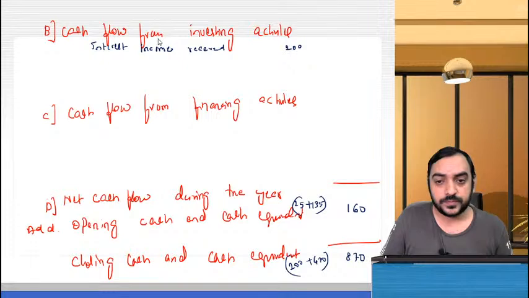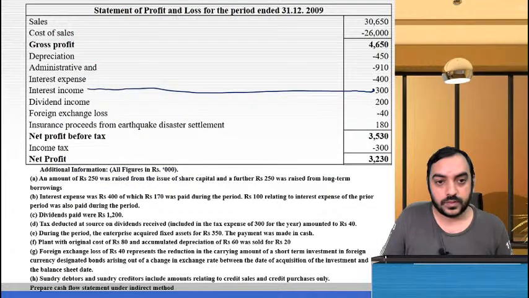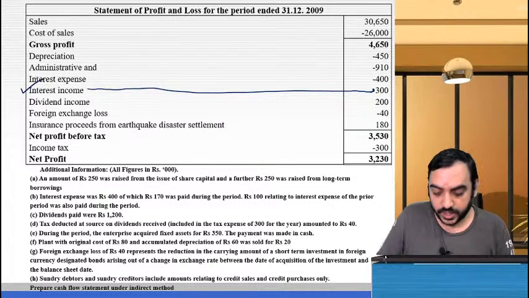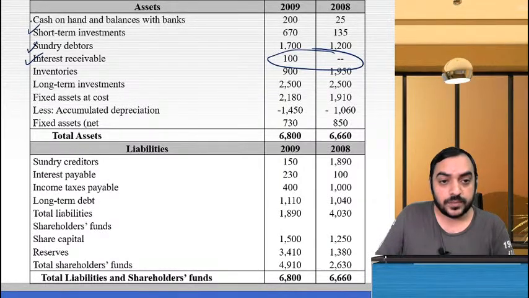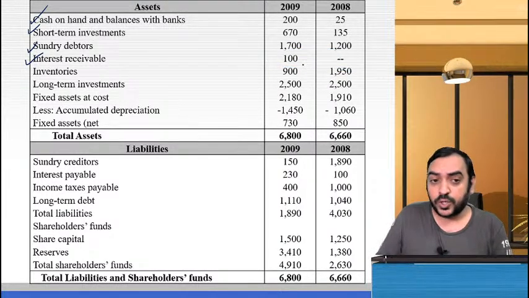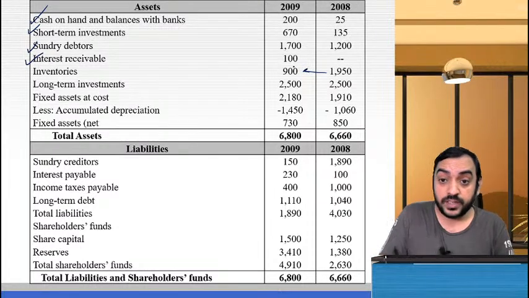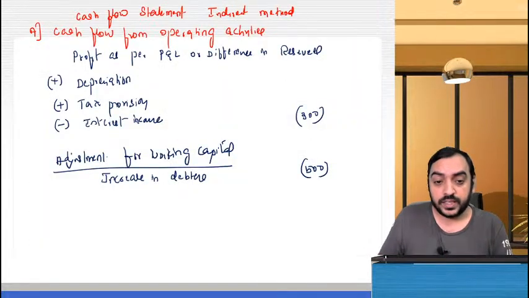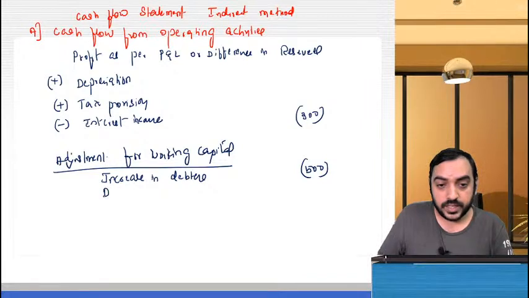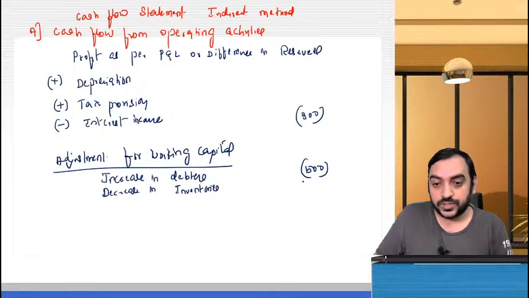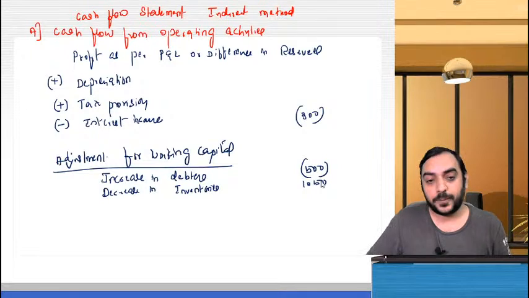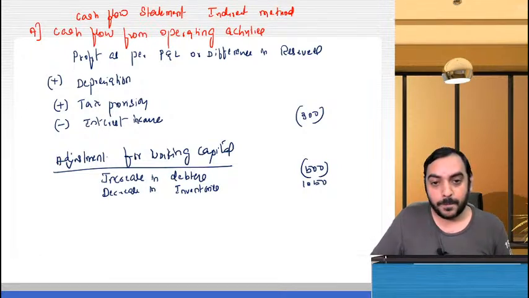Let's go back. So interest income, we have done the adjustments. Interest receivable is done. Coming to inventories, a normal thing. 1950 becoming 900, a reduction in inventories. So 1050. Working capital decrease in inventories. A decrease is a plus, so plus 1050.